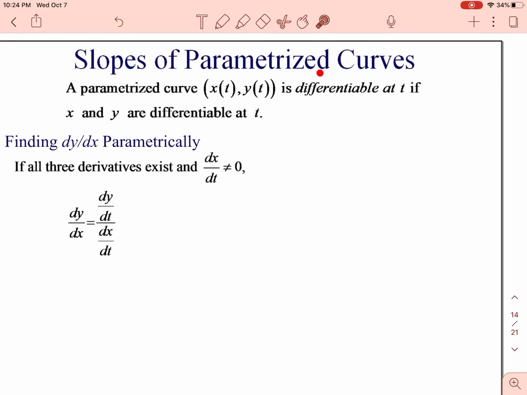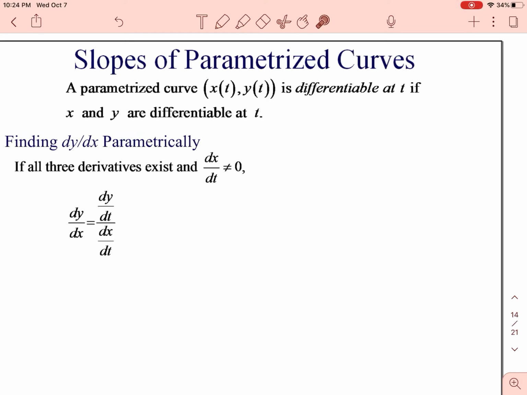Now we're going to talk about the slopes of parametrized curves. So we're going to take slopes of parametric equations, basically. But we want to find dy/dx, which is, of course, the slope, but we're going to do it parametrically. So if all three derivatives exist and dx/dt doesn't equal 0, the derivative of y with respect to x is equal to dy/dt over dx/dt.